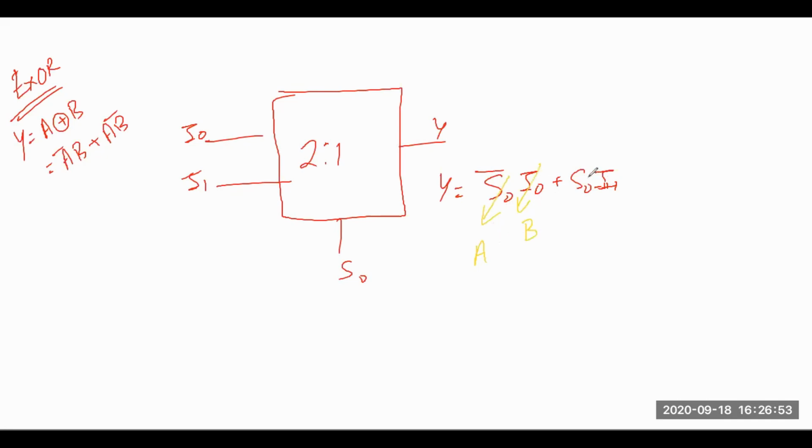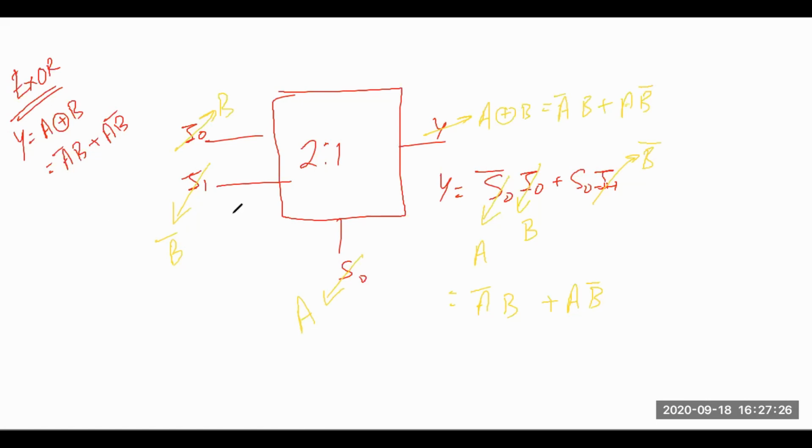So here will be your A bar B plus A. Then you need to take this I1 as B bar. Simple. So this one is B bar. Means I0 you are considering as B, I1 you are considering as B bar, S0 you are considering as A. That's very simple, and at your end you'll get A XOR B, that is A bar B plus A B bar.